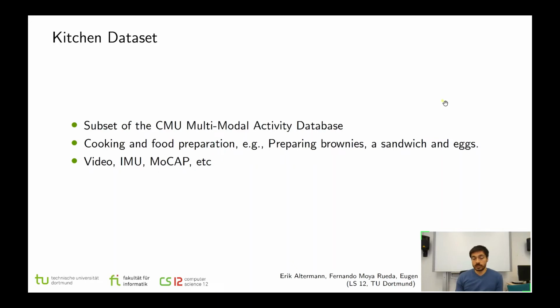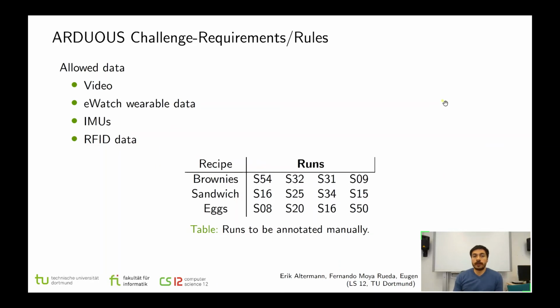And we have recordings of video, on-body devices, motion capturing system, and additional cues of material. For the challenge, we were only allowed to use the video, two sets of on-body devices, and RFID data. And for the manual annotation, the idea is to annotate the 4 runs per recipe. And for the semi-automatic annotation, they also provide the runs for the training set and for the testing set.